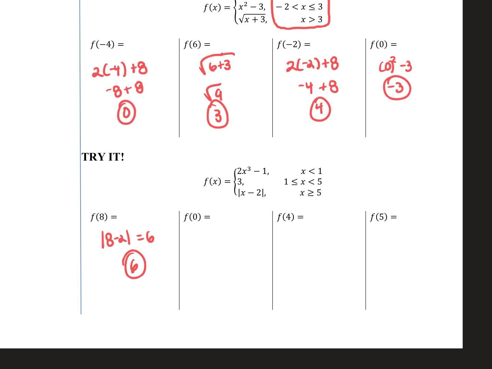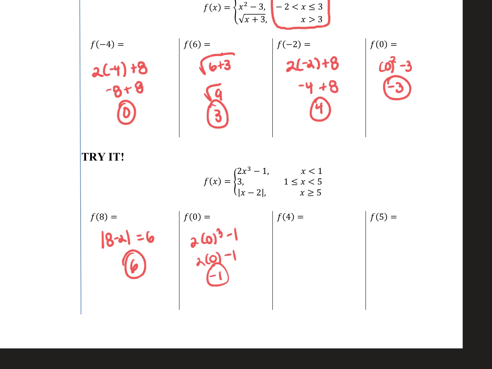Now for 0, which one of these three includes the input of 0? That would be the first one. 0 is less than 1, so I'm going to plug it into my cubic function. 2 times 0 cubed minus 1. Order of operations, I'm going to take 0 and cube it, which is 0. 2 times 0 minus 1. Multiply 2 times 0, I get 0. Subtract 1 is -1.